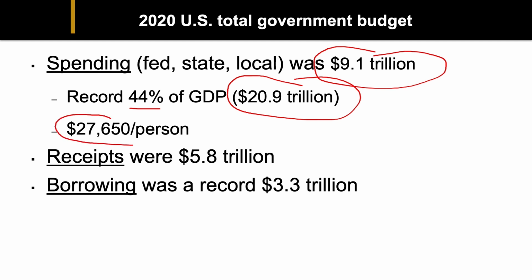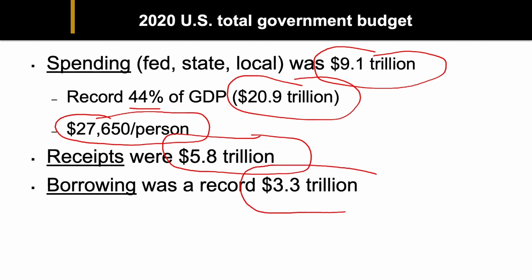And that spending was about $27,650 per person. And how was that paid for? Well, receipts were about $5.8 trillion. So a rather large part of it was paid for by government borrowing. Government borrowed something to the tune of $3.3 trillion in 2020, which is by far the record level of borrowing by the US government.